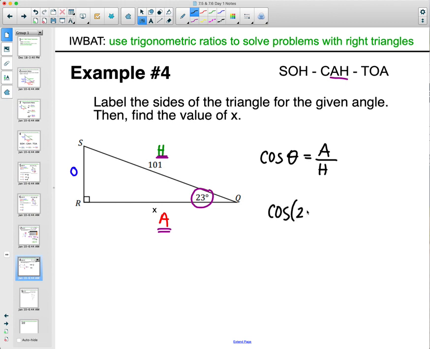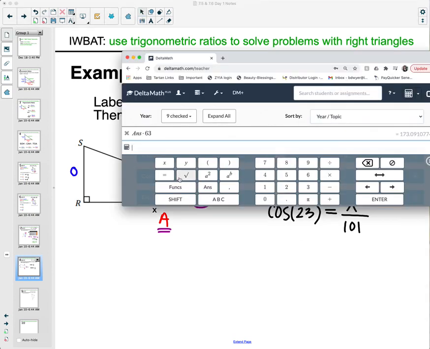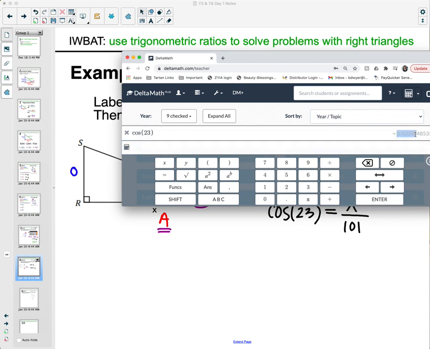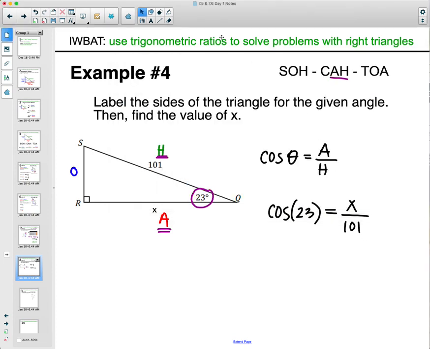Then we'll fill in our information. Our angle in this case is 23 degrees. So cosine of 23 equals the adjacent side, x, over the hypotenuse, 101. Now it's time to solve. We're going to type this into our calculator because our calculator knows what the cosine of 23 is. Again, we'll go back into functions, cosine, type in 23, hit enter, and we get 0.9205. I would do at least 4 decimal places. So 0.9205 equals x over 101.